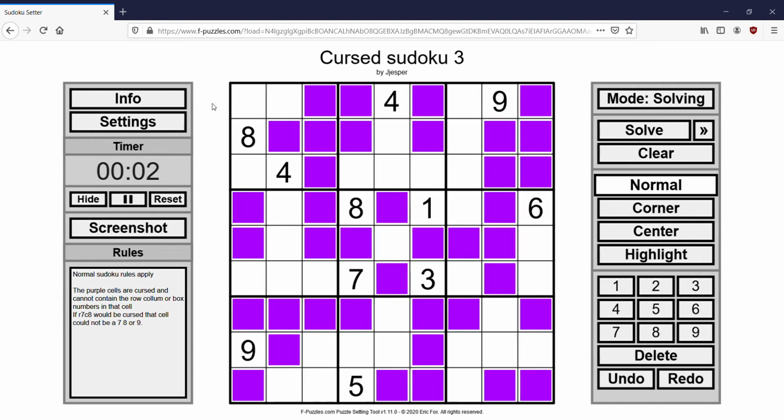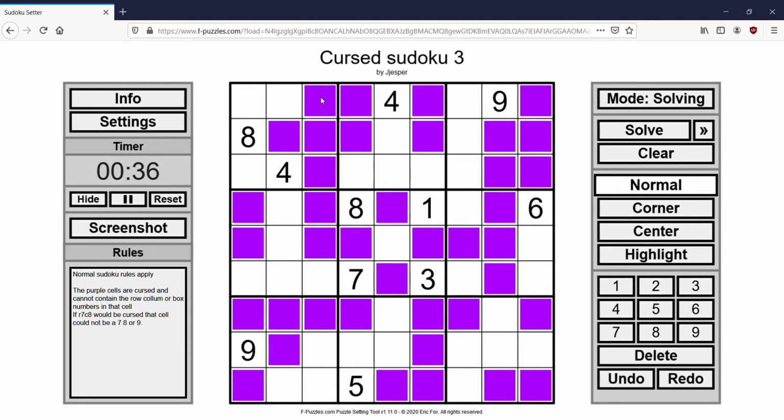First of all, for those of you that aren't familiar, a Sudoku is a number puzzle in which the numbers 1 through 9 must appear in every row, every column, and every box without repeating. It's that simple. And in this case, we're given, I think, 10 or 12 given digits to begin with. And the rule set on this particular Sudoku, this is called a cursed Sudoku, the purple boxes are restricted. They may not contain the same digit as their row, column, or box.